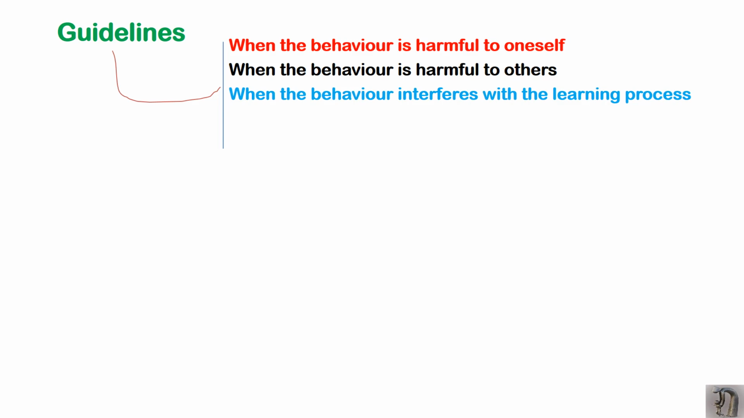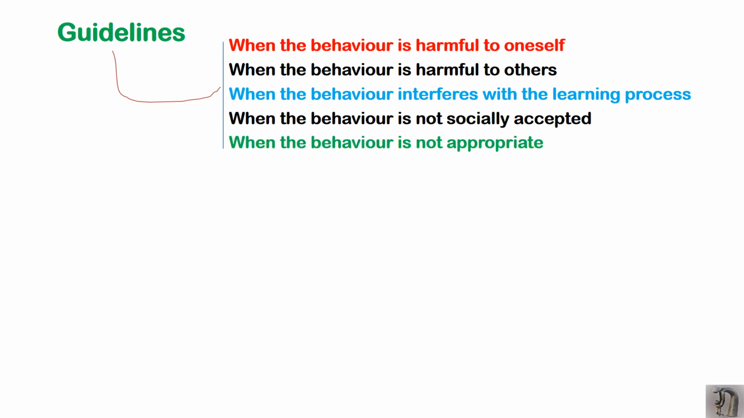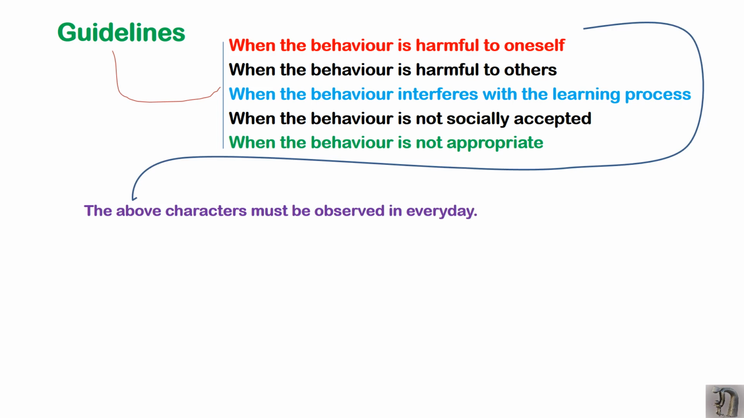When a behavior interferes with the learning process, so if he is doing that particular behavior, whether it is interfering in the teaching-learning process. When the behavior is not socially accepted, let us say if he is spitting on the other, that is not socially accepted. So you have to observe, you need to understand the child has some problem. When the behavior is not appropriate, you need to observe clearly. The above characteristics must be observed every day.